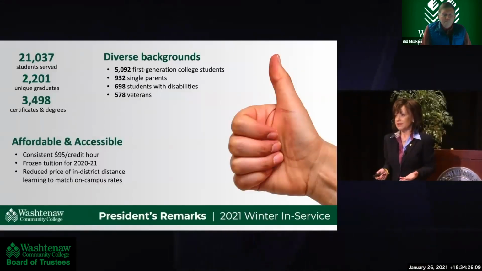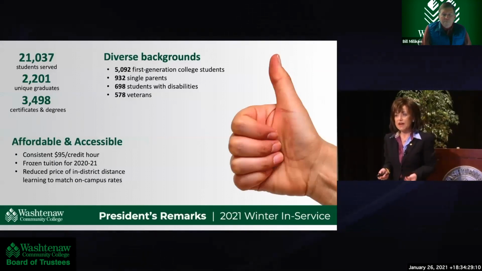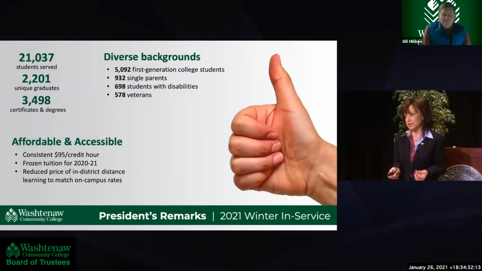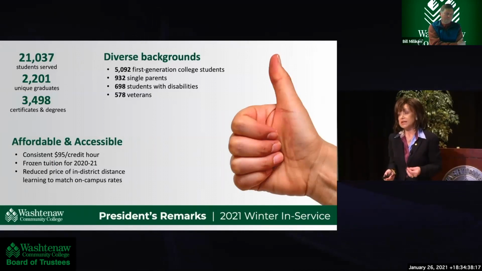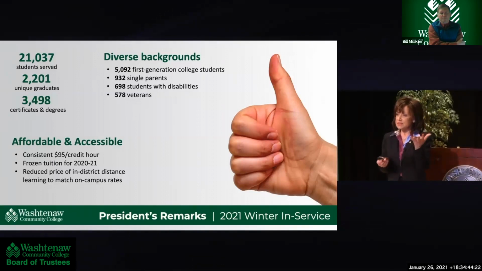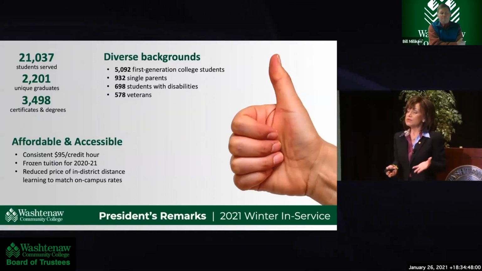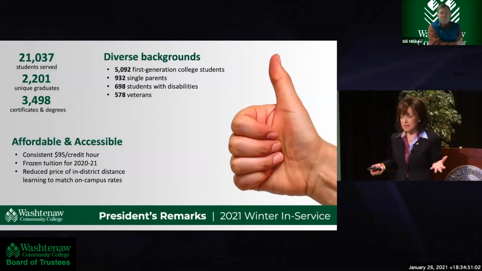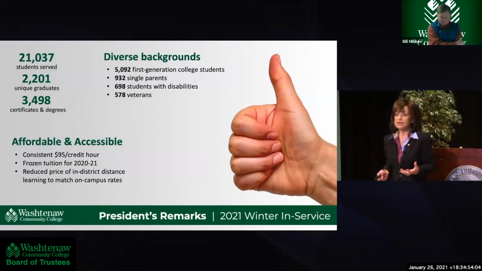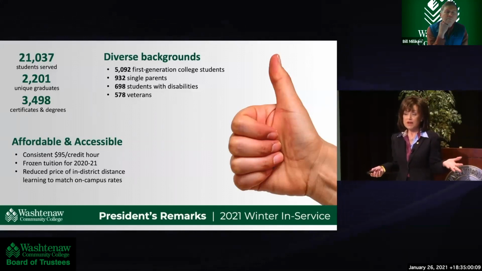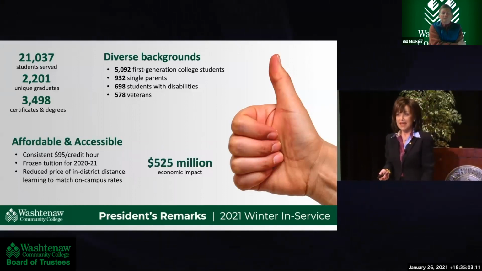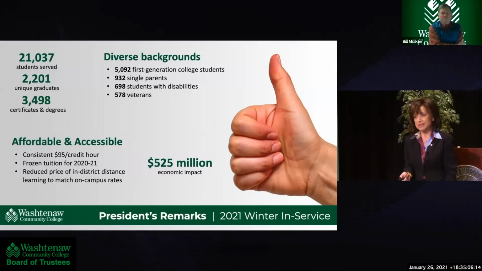We did all this with affordable and accessible instruction. We were consistent. We offered a $95 credit hour for in-district tuition. We have frozen our tuition for the last 3 years, and we froze it for 2020 and 2021. But not only that, we realized that there was a disparity between the two tuition rates. So we decided, since our students didn't have a choice, to reduce the in-district tuition for distance learning to match on-campus tuition rates. And all of this generates $525 million in annual economic impact for Washtenaw County.